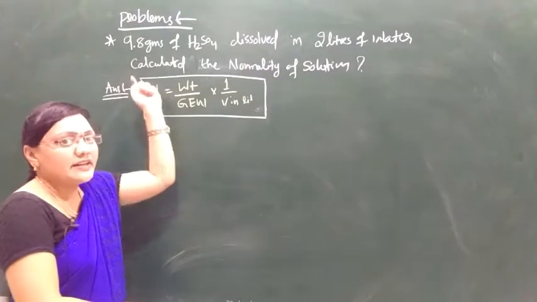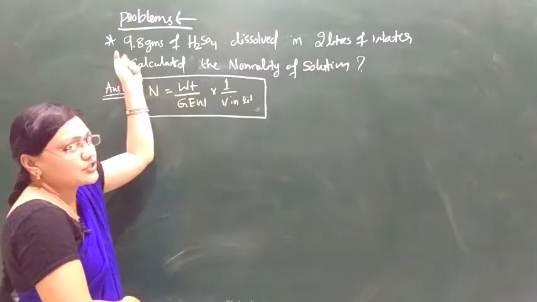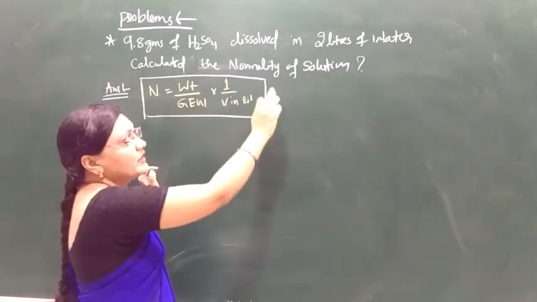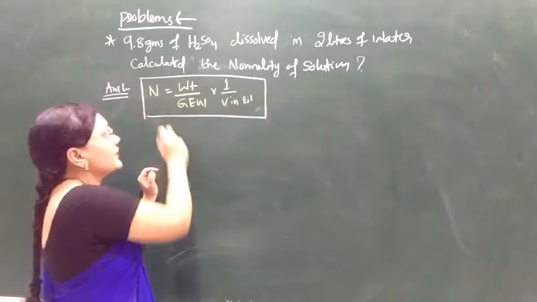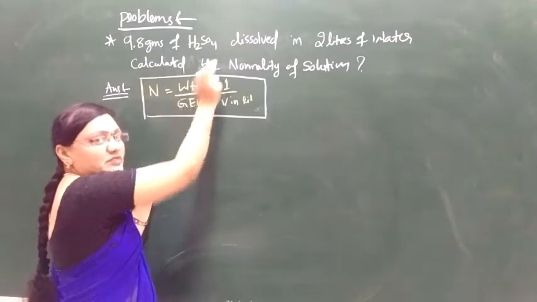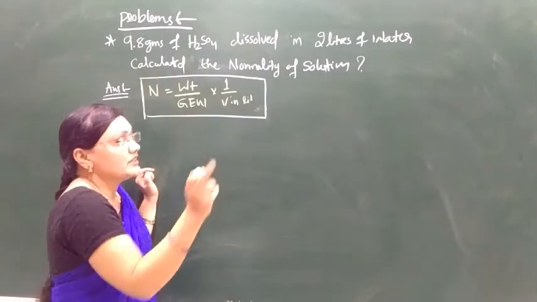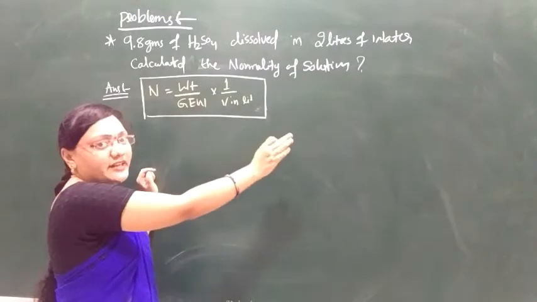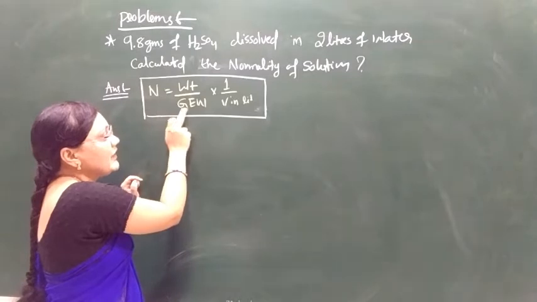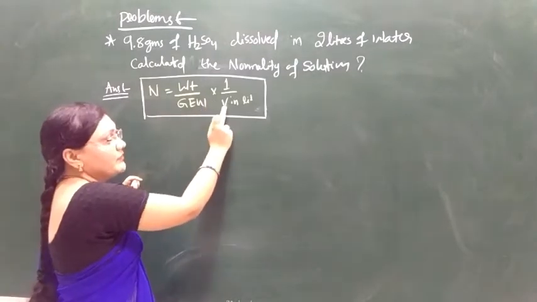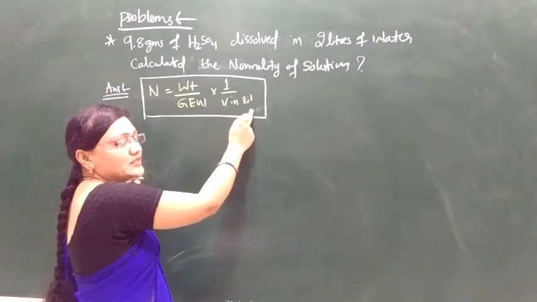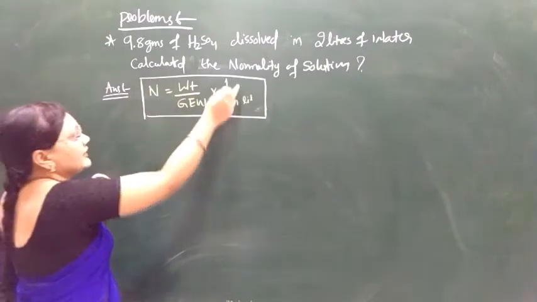Okay, normality problems. First problem: 9.8 grams of H2SO4 dissolved in 2 liters of water. Calculate the normality of the solution. The normality formula is normality equal to weight by gram equivalent weight into 1 by V in liters, where V is the volume in liters.